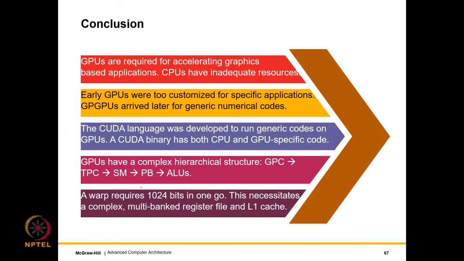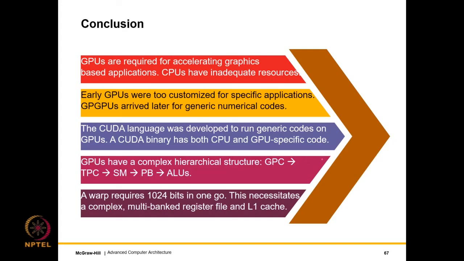So now we have reached the end of the chapter. So let me quickly conclude. We always have 5 concluding points. GPUs are no doubt a vital requirement in modern numerical, scientific, and high-performance computing. They are required for accelerating graphics-based applications, no doubt. CPUs, in comparison, have severely inadequate resources.